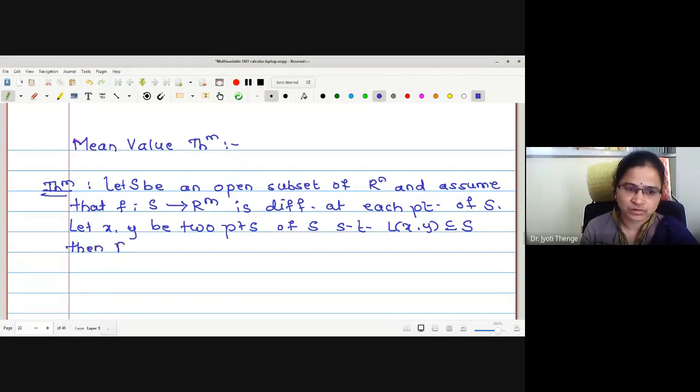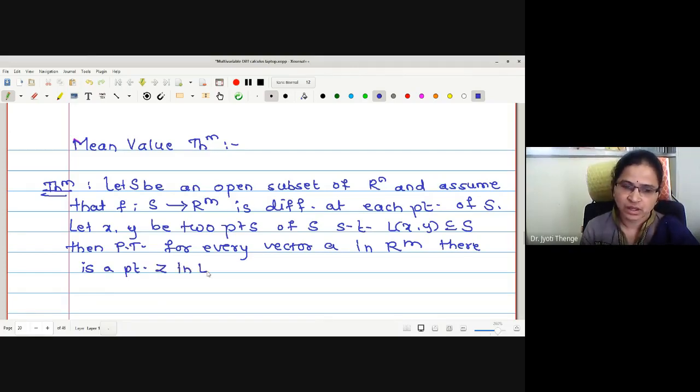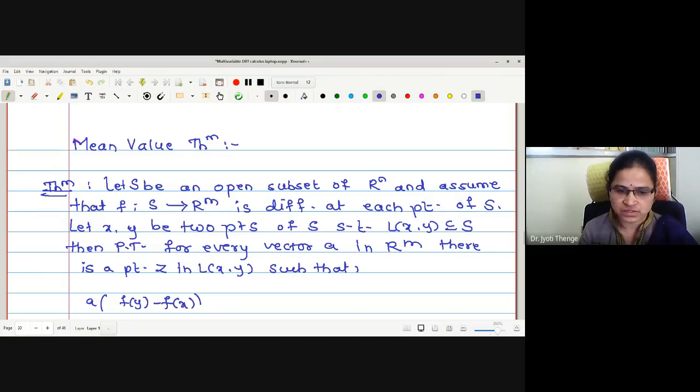Then prove, what to prove? For every vector a in R^m, there is a point z in L(x,y), that is on the line between x and y, such that a dot (f(y) minus f(x)) is equal to a dot (f'(z) applied to (y minus x)).